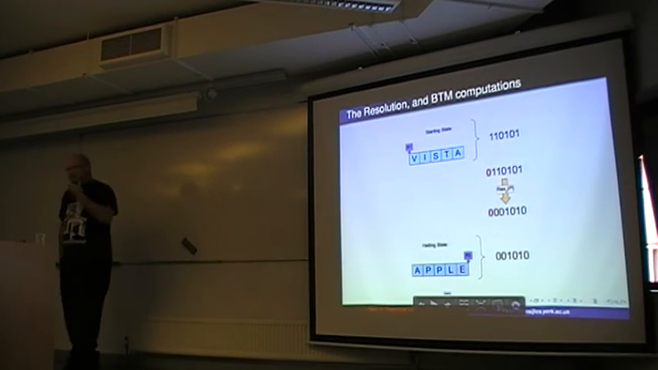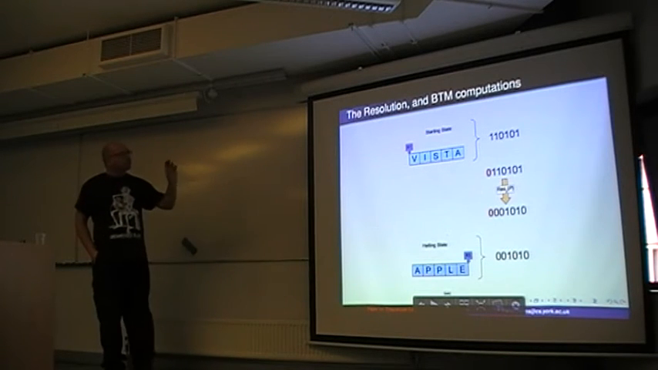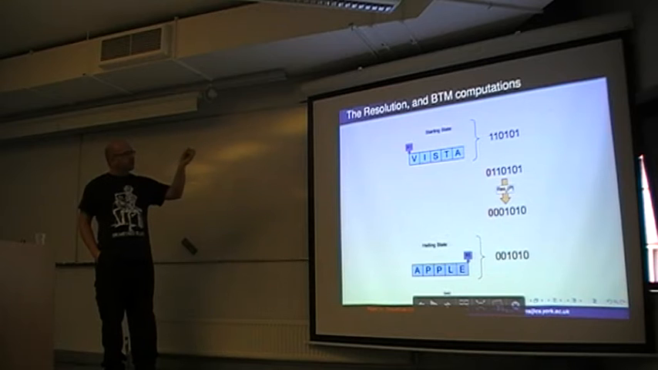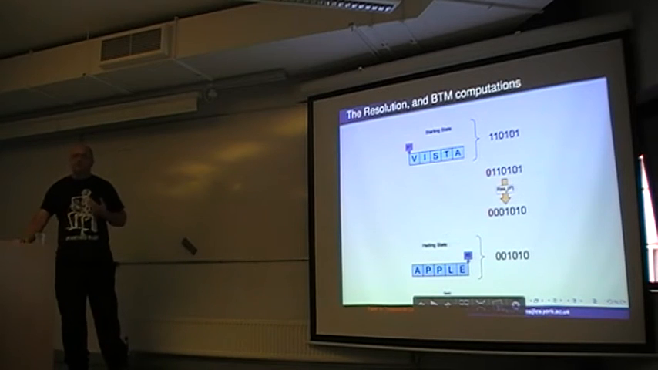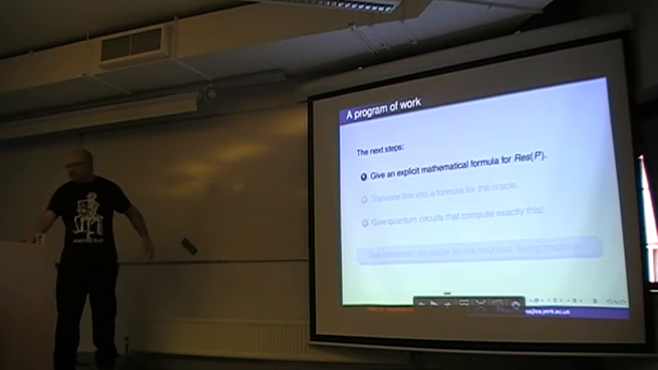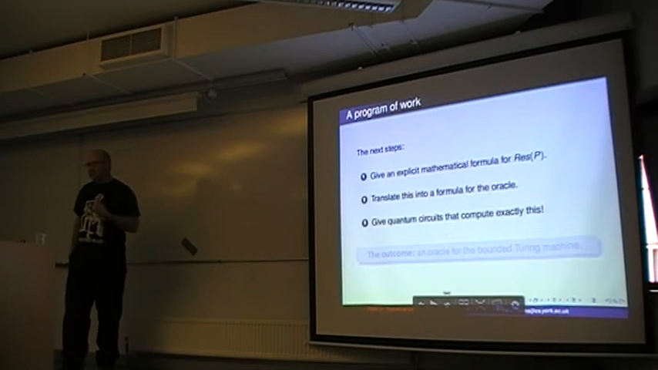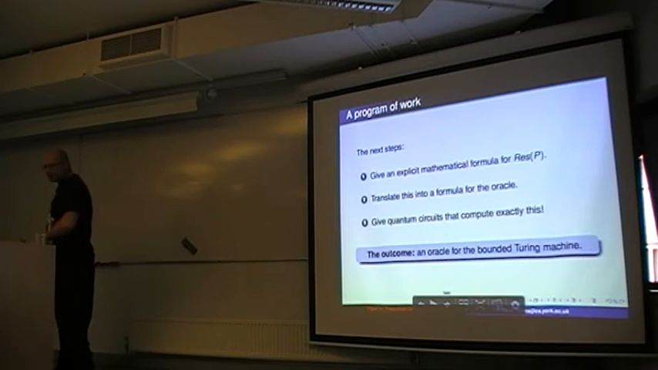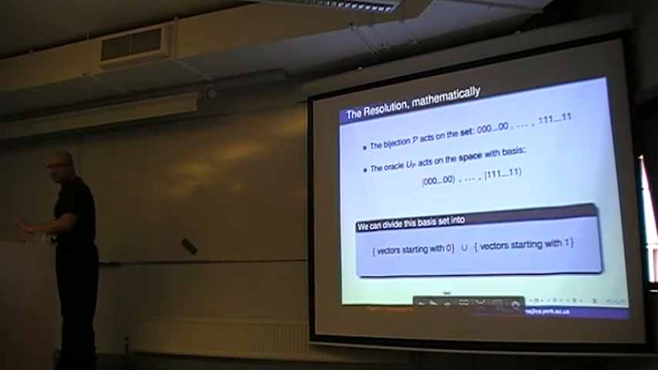Okay, so this is what it's going to look like. We take our starting state, we put an additional 0 on it, we apply the resolution of p, and we're going to arrive at our halting state. So the question is, can we give an explicit formula for this? Yes, we can, otherwise the talk finishes now. Can we translate this into a formula for the oracle? Yes, we can. And can we give quantum circuits that compute exactly this? Yes. So we're going to get the outcome, which is an oracle for this bounded Turing machine.